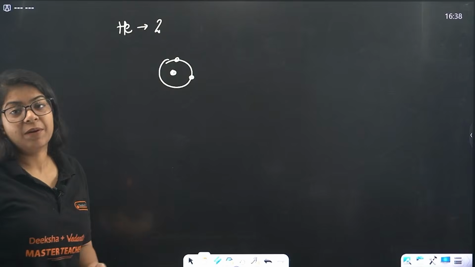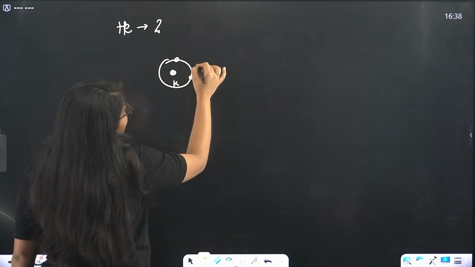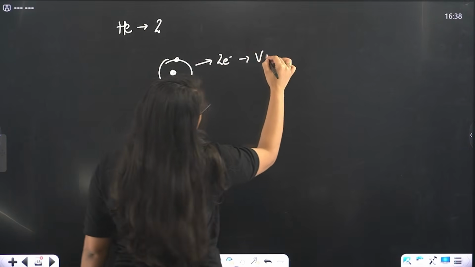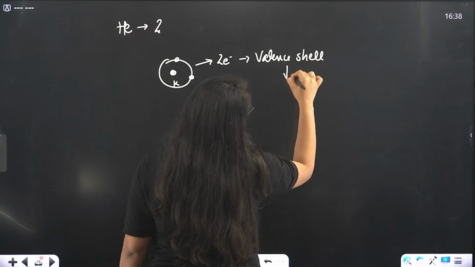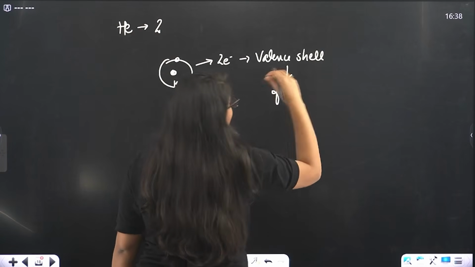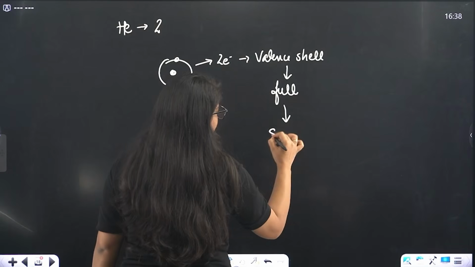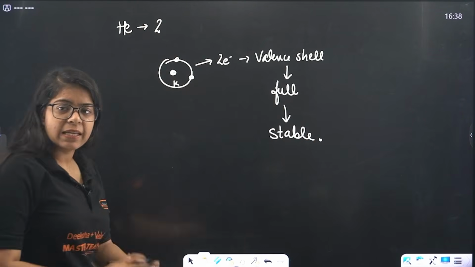Now this is stable. Why is this stable? Because this is the first shell, the K shell, and it has 2 electrons. 2 electrons means the valence shell is full. Beta, this valence shell is full. When the valence shell is full, that means this is stable. Understood? Till here any doubt?